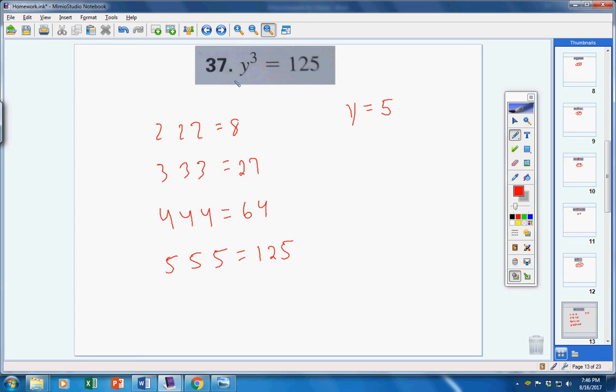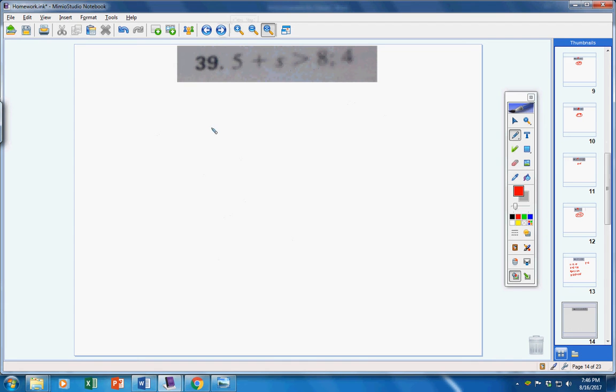There we go. Pretty simple. Okay, numbers 39 through 55, every other odd. We're checking to see if a number is a solution for an inequality. Okay, so for number 39, we're checking the number 4. So 5 plus s, I'm going to put 4, is greater than 8. 5 plus 4 is 9. 9 is greater than 8. Is that true or false? Well, that's true.